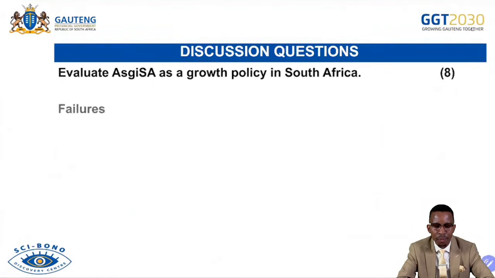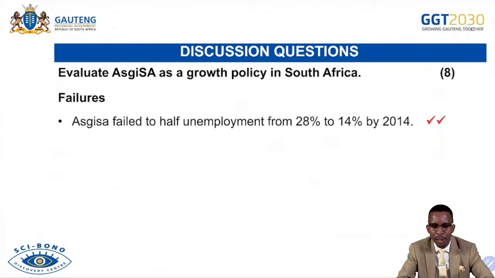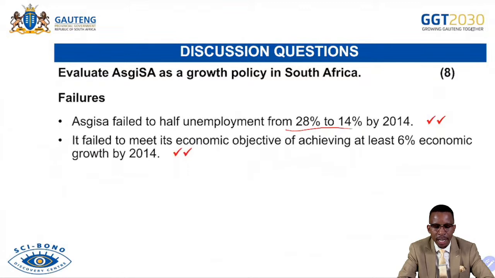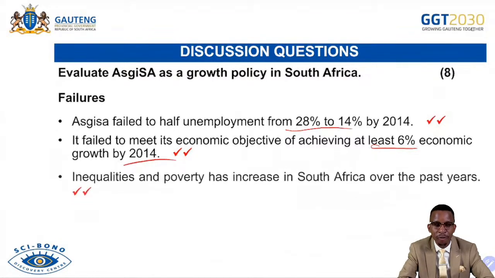And then we continue. The failures now. ASGISA failed to halve unemployment from 28% to 14% by 2014. Remember, it was the main objective. It failed to meet its economic objective of achieving at least 6% economic growth by 2014. The aim was to achieve at least 6% economic growth by 2014, but it could not achieve that. So that's why we call it part of the failures.